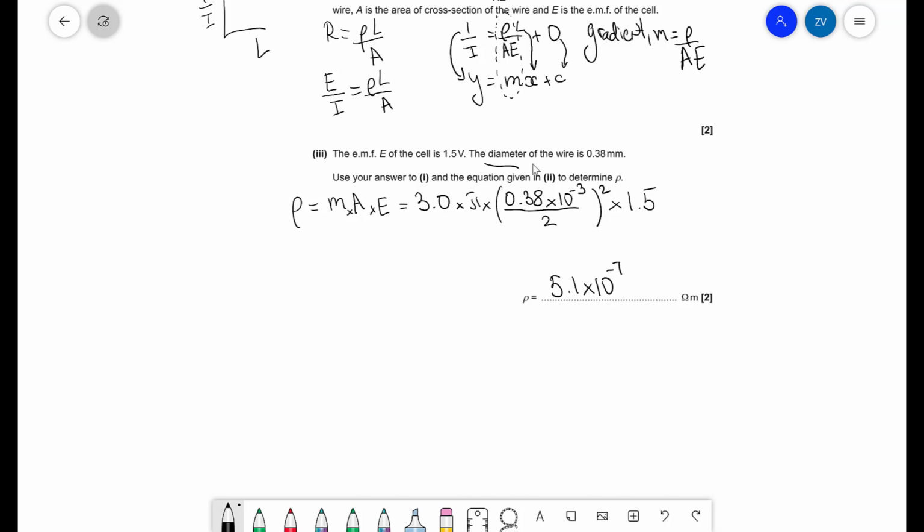Just a little note that this answer will vary and will be somewhere around 5 times 10 to the power of minus 7, depending on the value of your line of best fit, and that is totally fine.